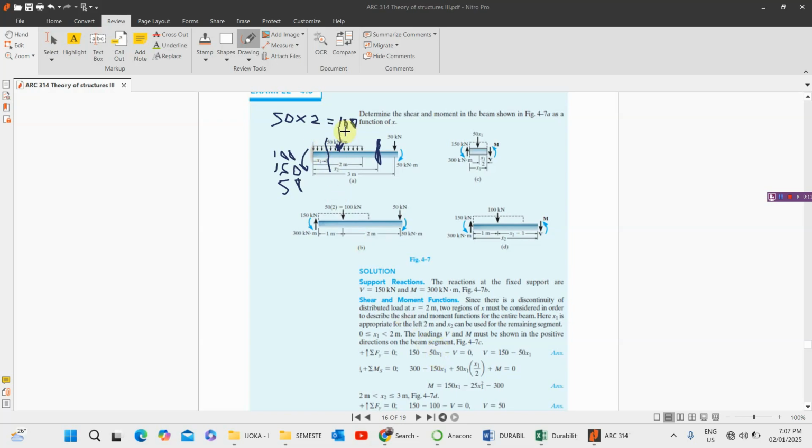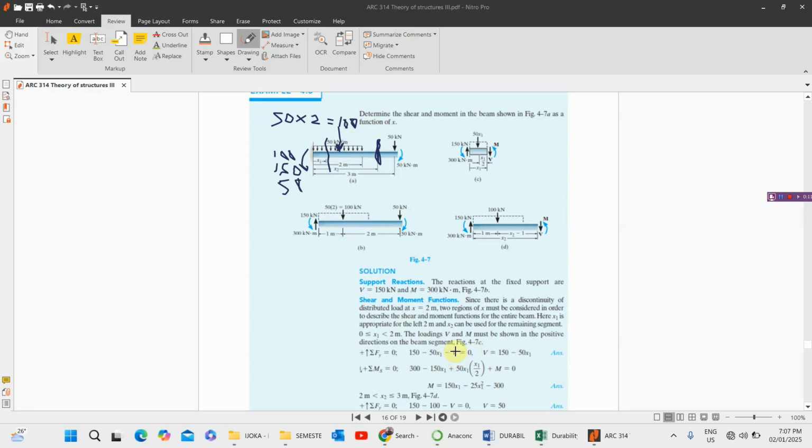We can't just say 50. We can't say 150 minus 100. Why? Because if we make a cut here, it will not be able to cover. So since we are using expression of x or function of x, it is times x. So whatever distance we are considering for x, it will still be applicable. Then 150 minus 50 x1, then minus whatever V it is, will give us 0.